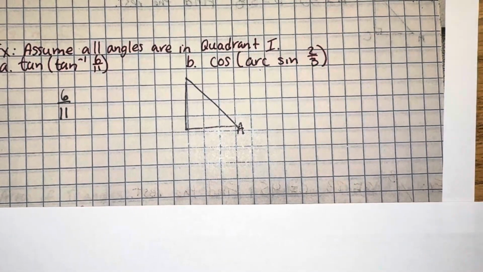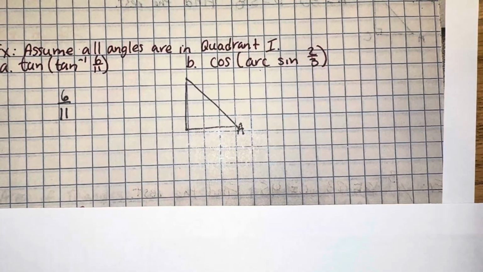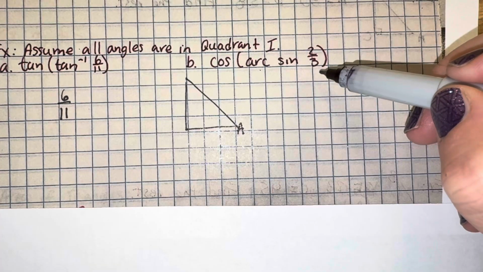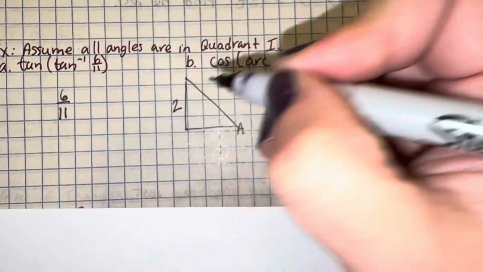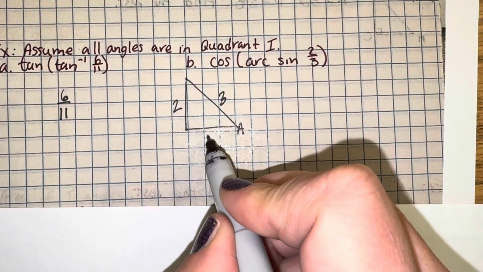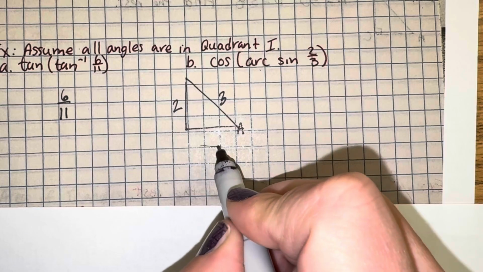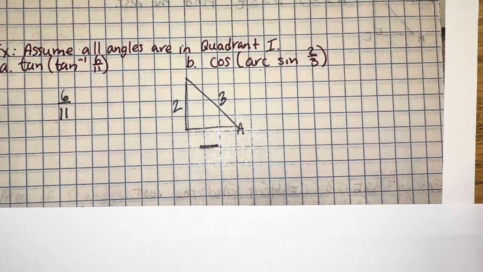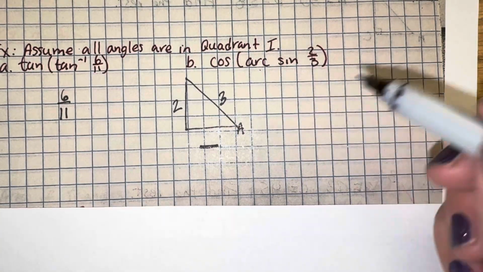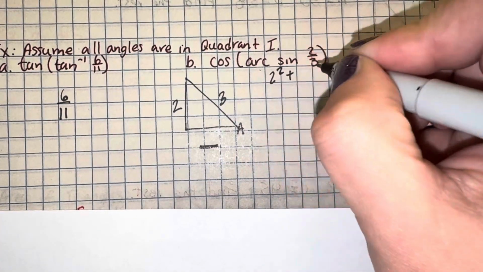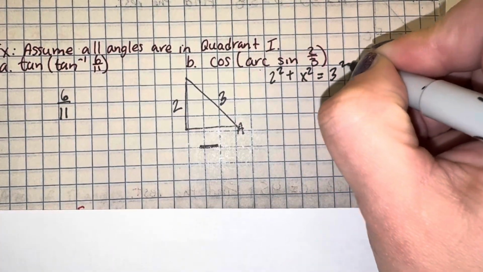We'll just say angle A. We don't know that angle, but we know the sine of it is going to be 2/3. So we know that the opposite over the hypotenuse is going to be 2/3. Now if I find this side right here, I can figure out what the cosine of my angle is, and I never actually need to know what my angle is. How I'm going to do that is use the Pythagorean theorem. So I'm going to say 2 squared plus x squared equals 3 squared, and I'm going to solve for that.